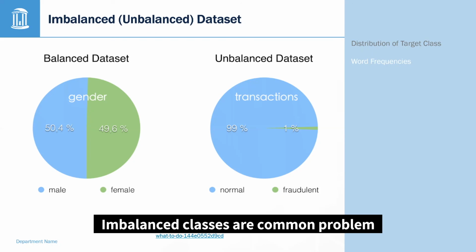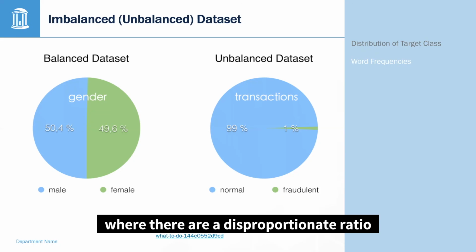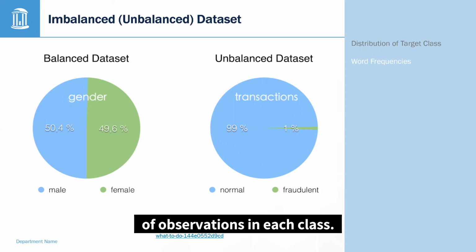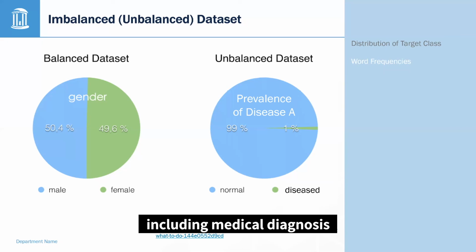Imbalanced classes are a common problem in text and data mining where there are disproportionate ratio of observations in each class. Class imbalance can be found in many different areas, including medical diagnosis and spam filtering.